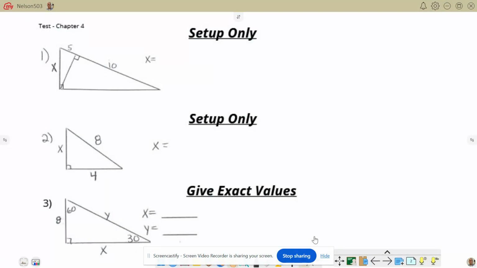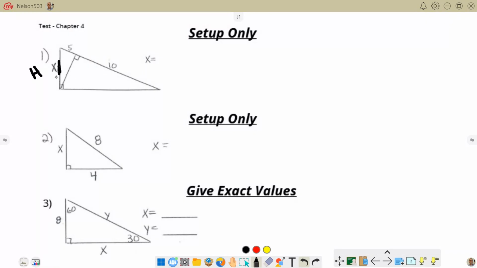All right, so on the test, what we wanted to do is just set these things up. We're not really solving for x. So this side right here is the hypotenuse of this little triangle on the left, and it's also the short leg of the big triangle. So maybe I'll put big, short leg, and smallest one is the hypotenuse, right?